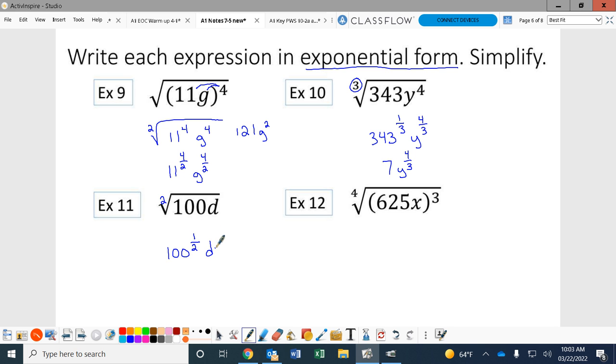The D doesn't have anything on it, so the top number is going to be a 1. And the outside number is going to be a 2. Type that. What's 100 to the 1/2 power? 10. D to the 1/2.